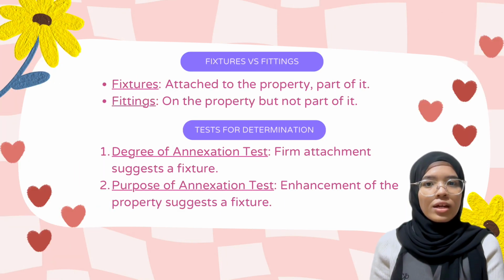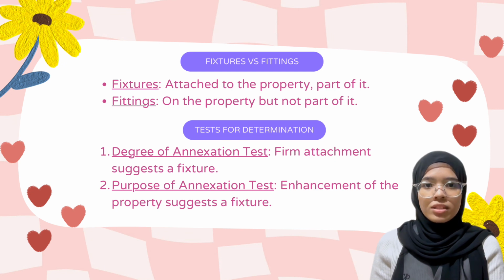Firstly, fixtures are items that are attached to the land or property and are considered part of it, where the removal of it would result in damage to the property. Fittings or chattels, on the other hand, are items that are on the land but not part of it. It has been said in Holland and Hodgson, 1872, of the test to determine fixtures and fittings, where Blackburn J. mentions the degree of annexation and the purpose of annexation.